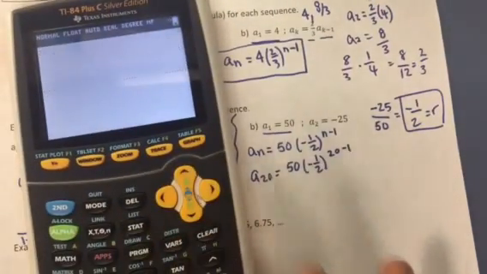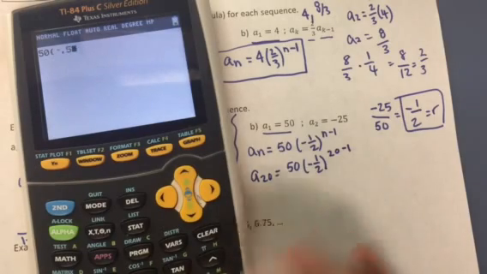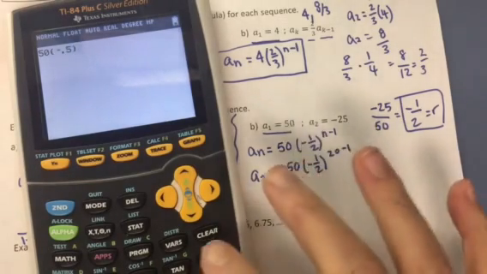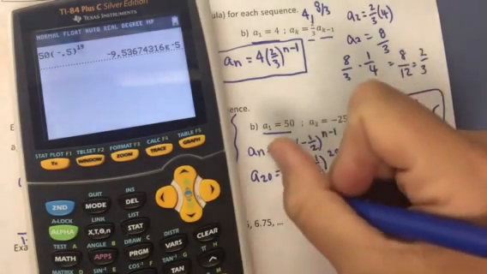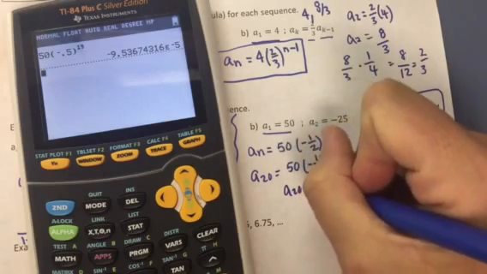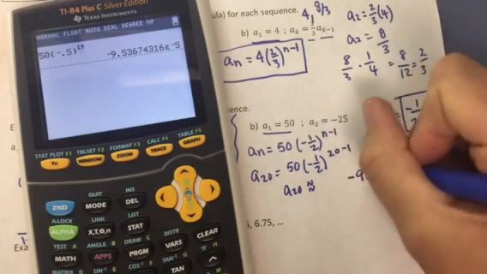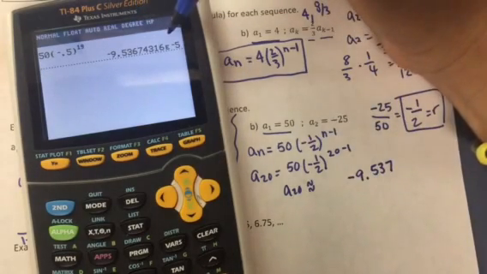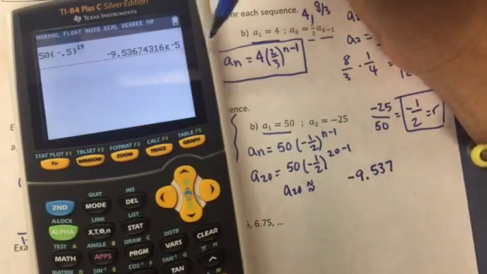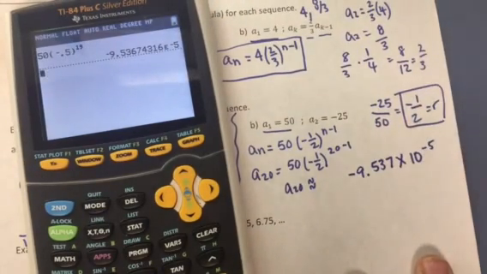All right, so let's plug this in. I'm going to do 50 times negative, I'm going to just do 0.5, same as a half, to the power of 19. And I get, if I were to just write down what I get that a sub 20, I'm going to write approximately, and then I'm going to see negative 9.537, and then some more numbers, and then the letter E, and then negative 5. And what that is the same as saying times 10 to the negative 5th power.